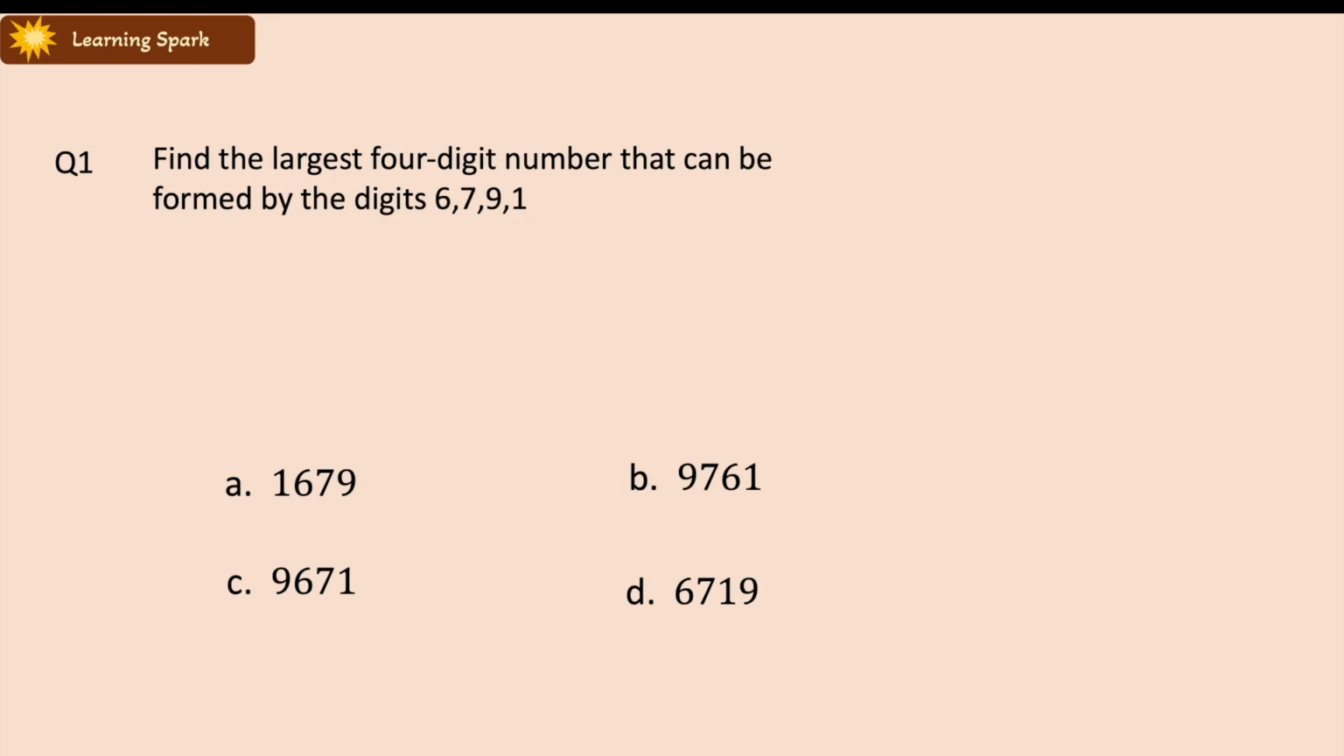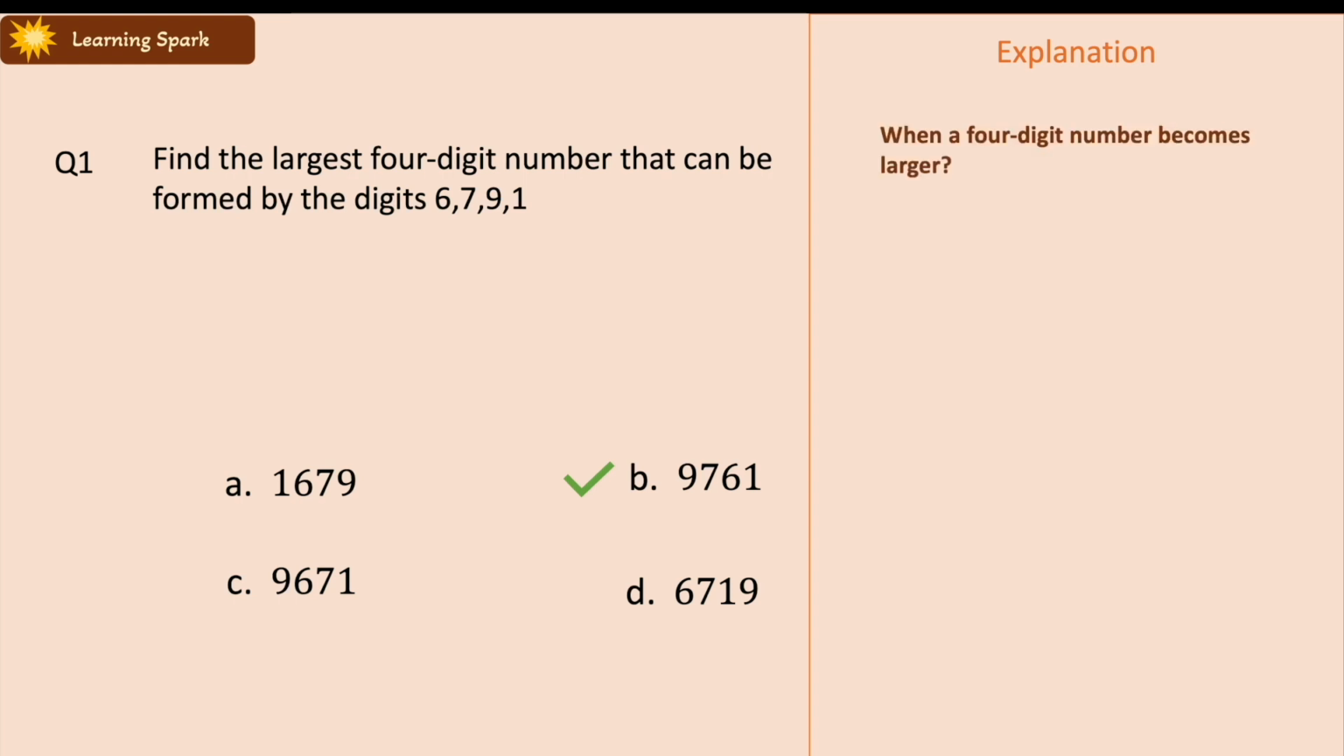So the answer is 9761. Let's go to the explanation. To solve this kind of problem, you have to know when a 4-digit number becomes larger. A 4-digit number has 4 places: ones place, tens place, hundreds place, and thousands place. Which place is the most important to make a number largest? You need to know that. So the thousands place is the most important place in a 4-digit number.